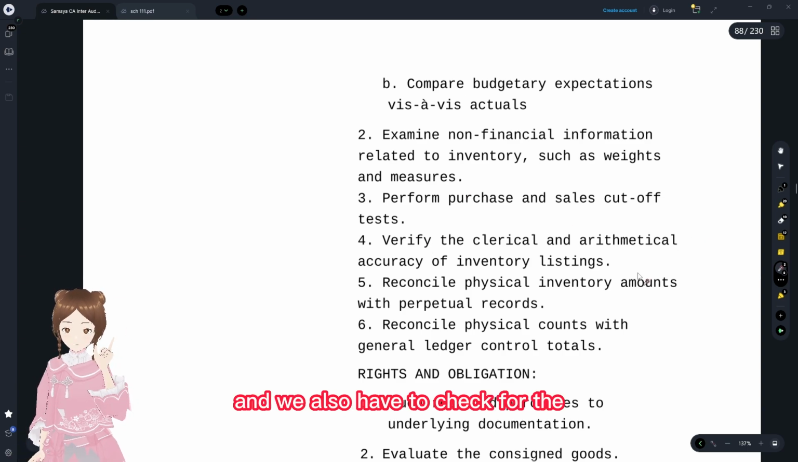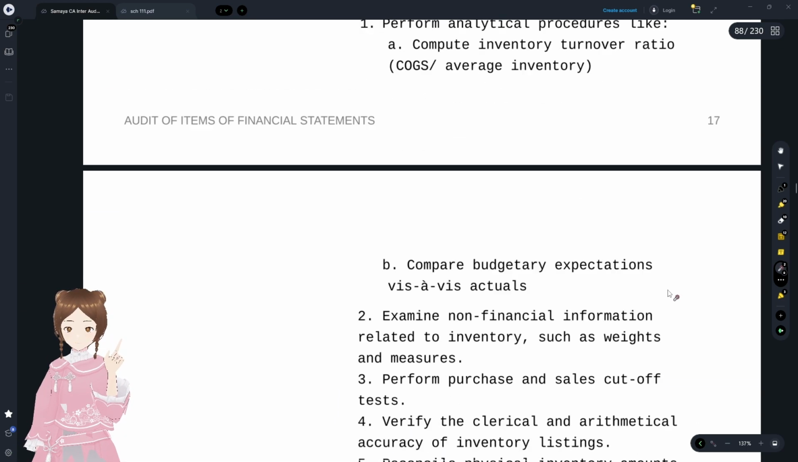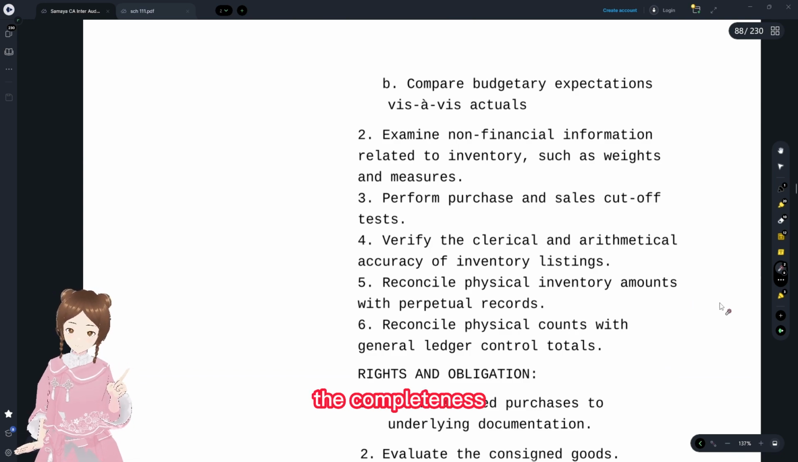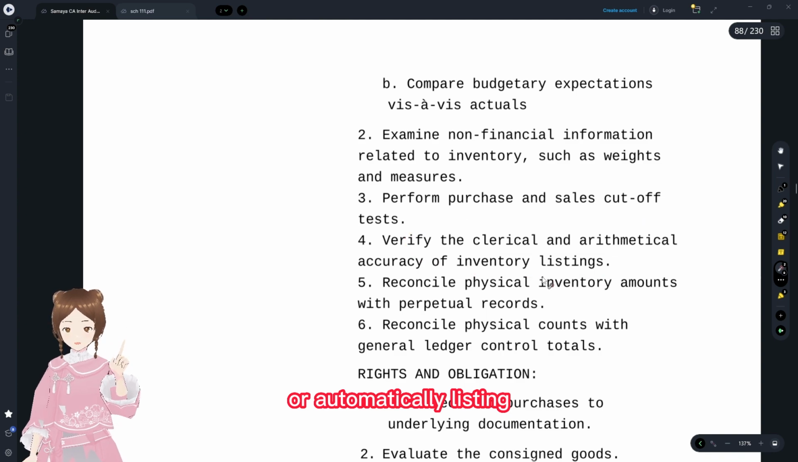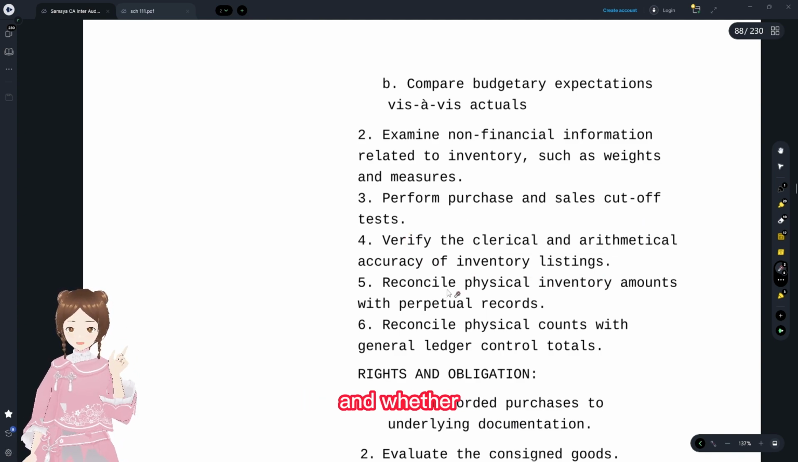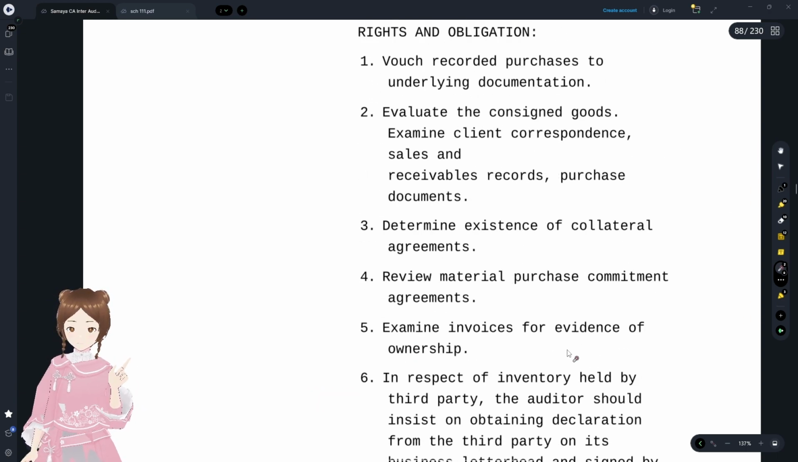And since it is for completeness, you also have to check whether there were any kind of clerical or arithmetical listing errors, etc., and whether the inventory was as per records or not. And you have to check that.